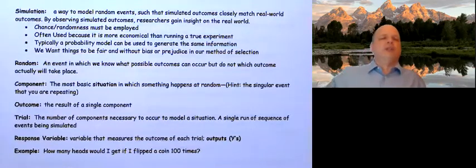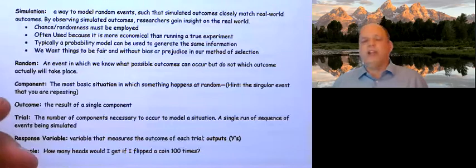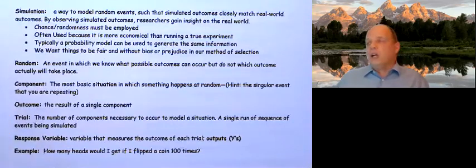When we talk about simulation, sometimes we'll use the term component. And a component is the thing that you continuously repeat. Oh, we flipped a coin 50 times. We rolled the dice 10 times. The outcome is what you got. Oh, we got 5 heads and 4 tails when we flipped it 9 times. A trial is the number of components necessary to model a situation, and that'll make more sense. And a lot of these definitions will make more sense later.